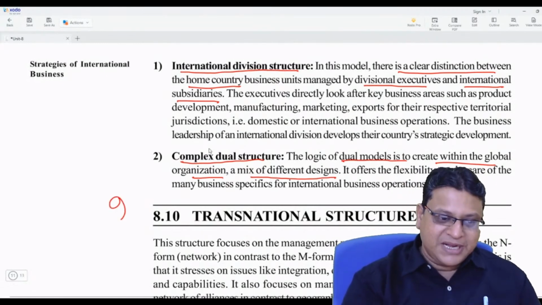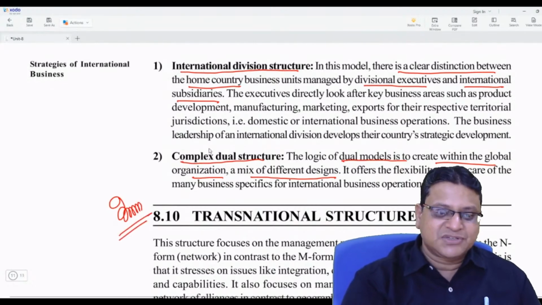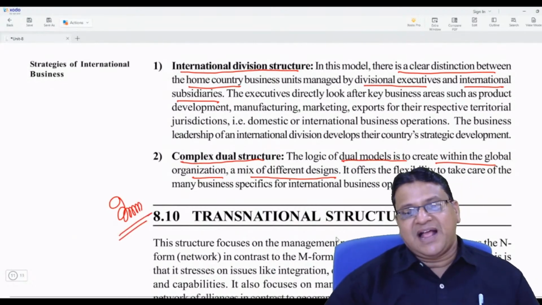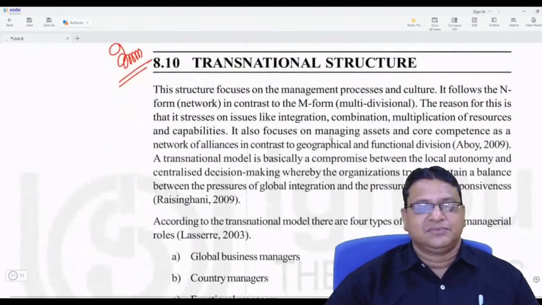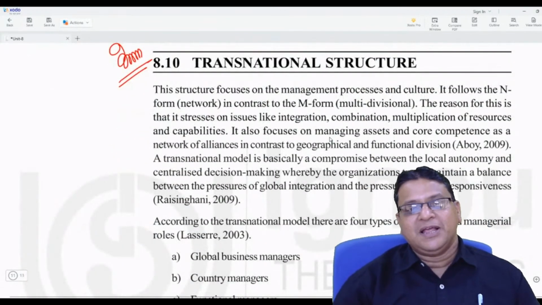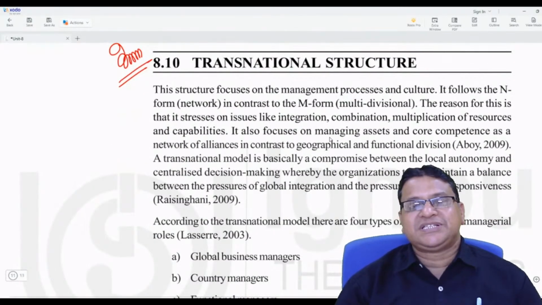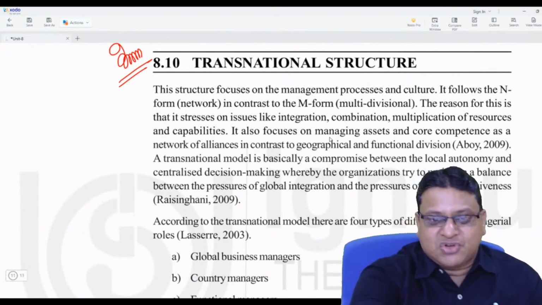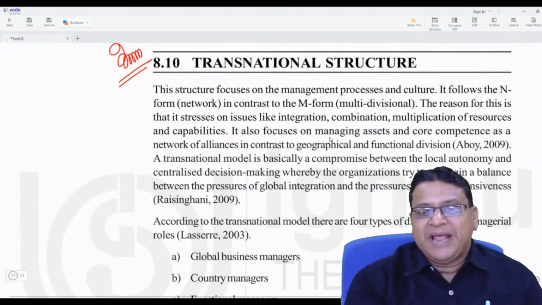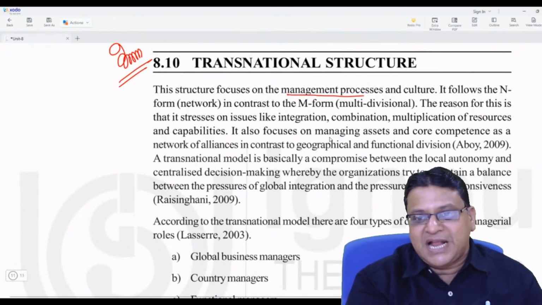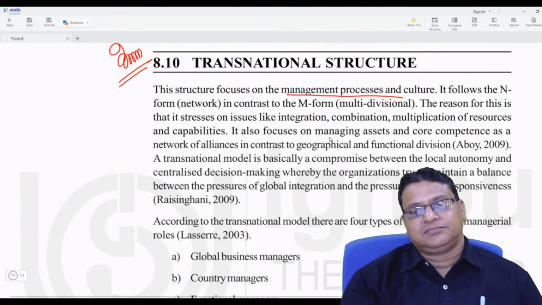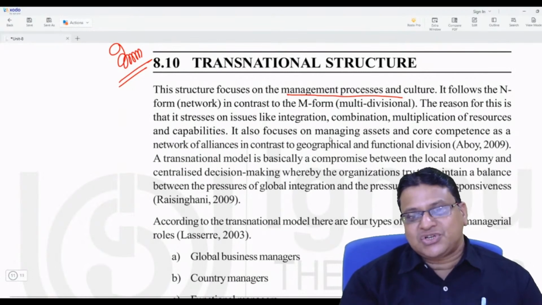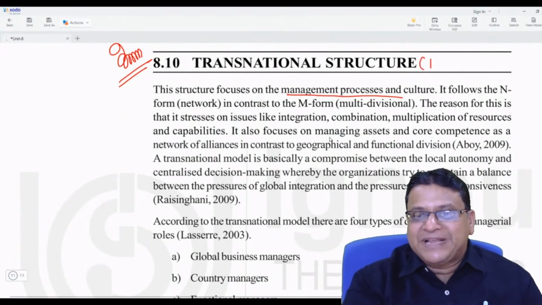The most important structure which we will discuss now is the transnational structure. This is the most important business structure which is generally adopted by MNCs. This structure focuses on management of process and culture. This structure is a network-based structure.